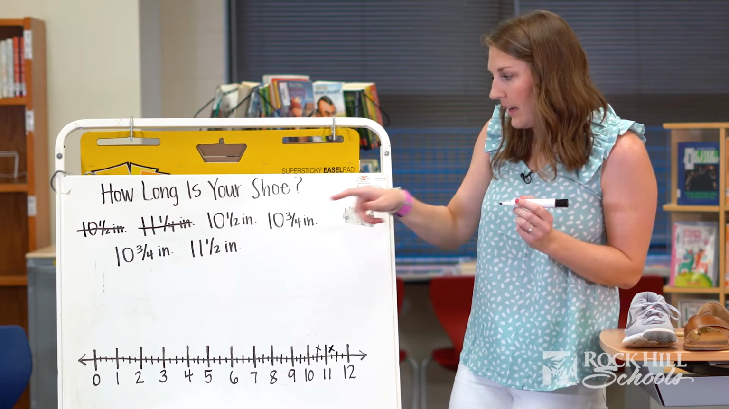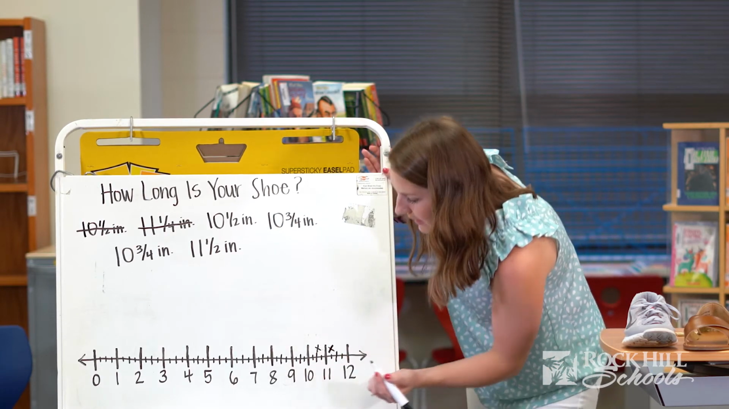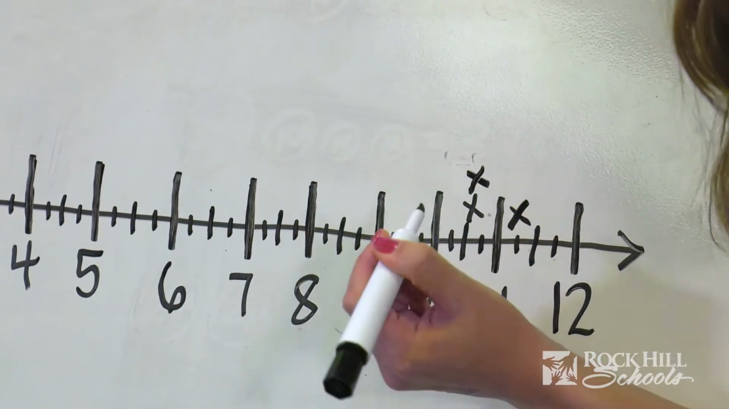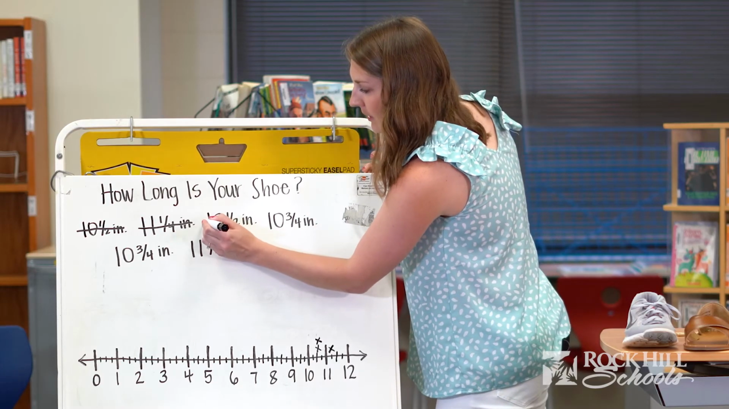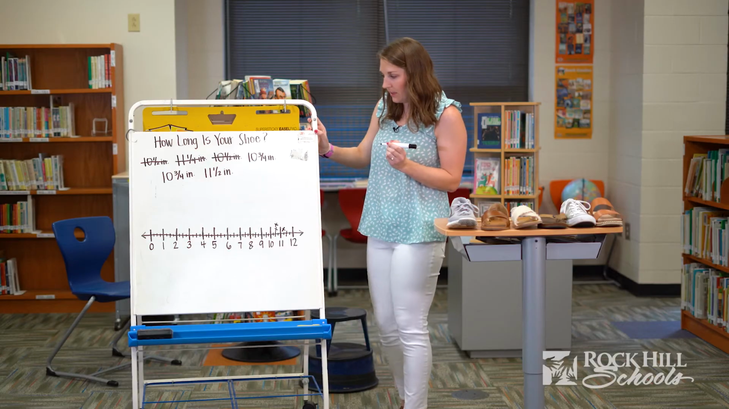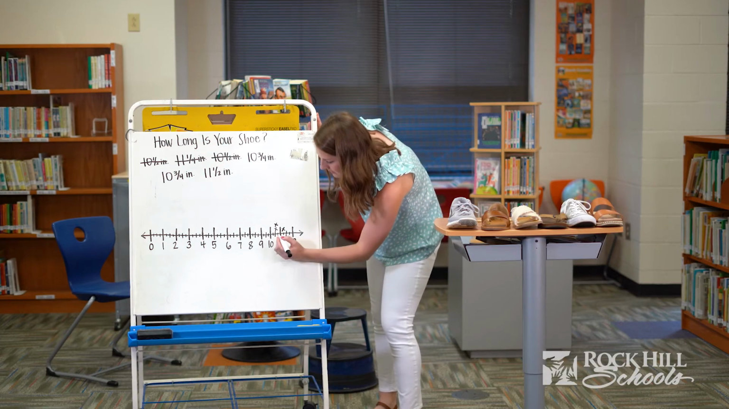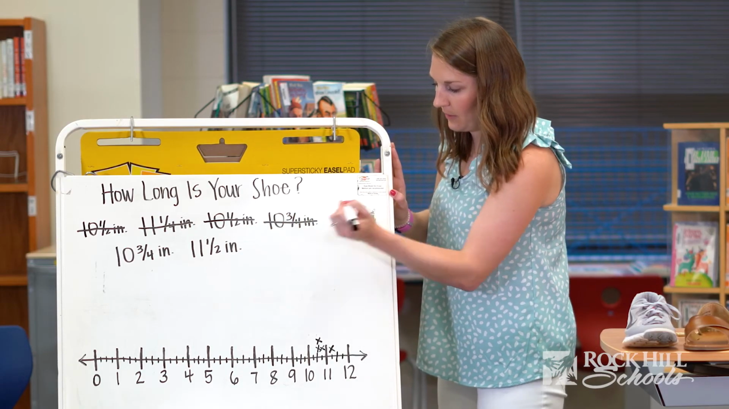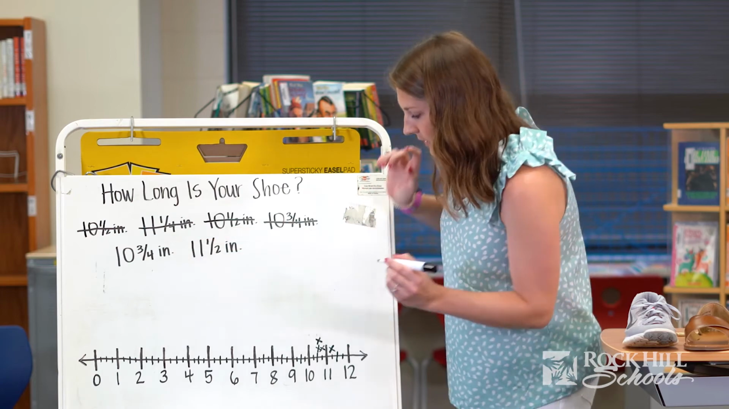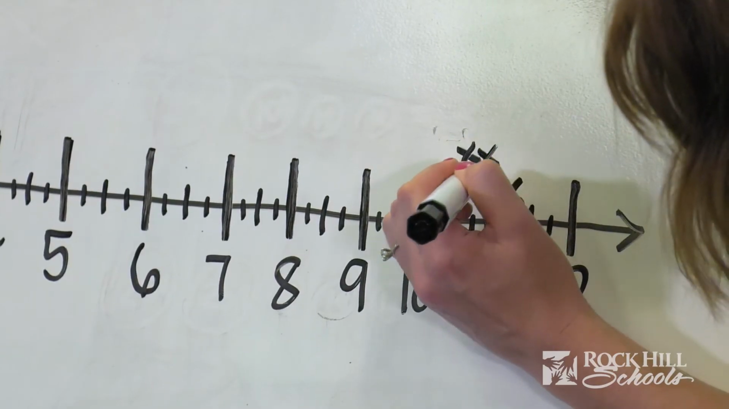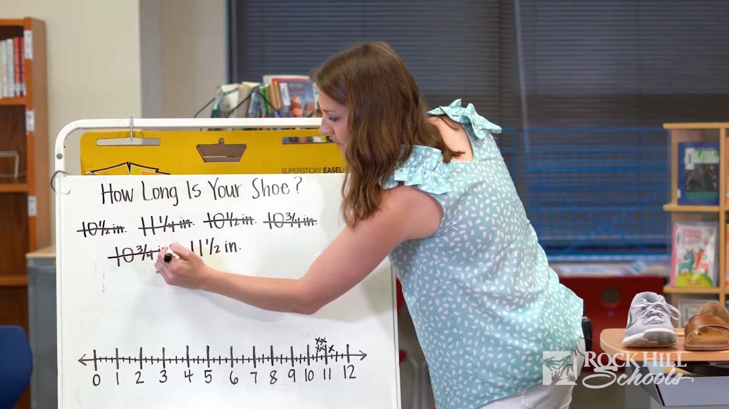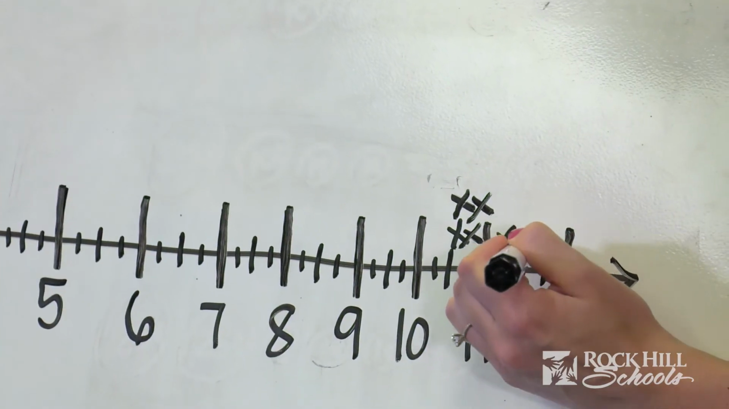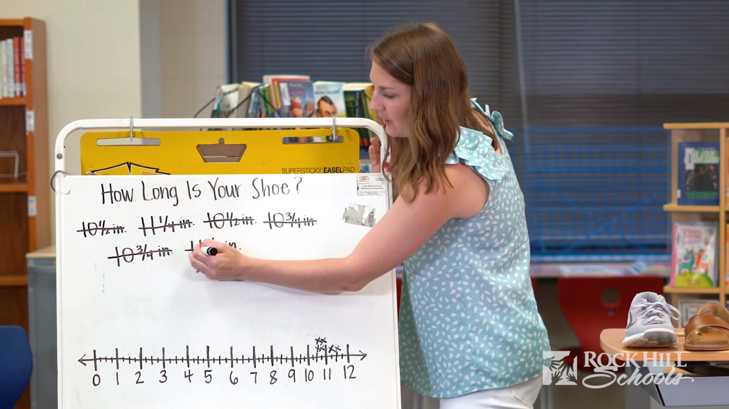And then we're going to go to our next one, which is 10.5. And if you already have an X, you are going to stack the X on top of it so you can see both of them. And then we're going to cross it off, and then we have 10 3/4, and then we're going to cross it off, and then we have another 10 3/4, and then we have 11.5 inches. And then we're going to cross it off.